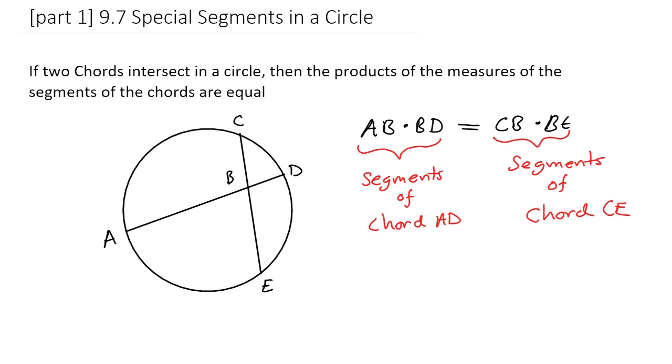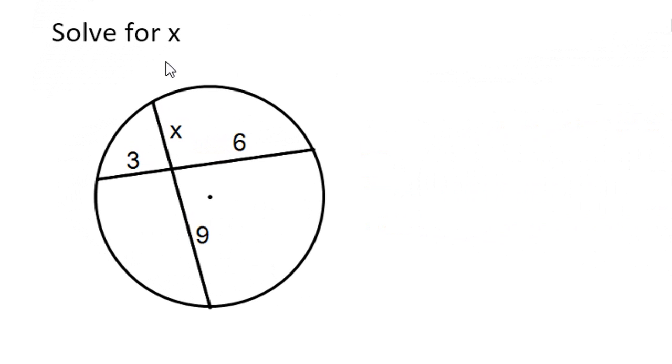So let's go ahead and take a look at applying this theorem to some examples. For this first example, we're going to find the value of x. We have that this segment over here is x, this segment is 9, this little segment here is 3, and this other segment is 6. The theorem says that the products of the segments of the chords should be equal to each other.